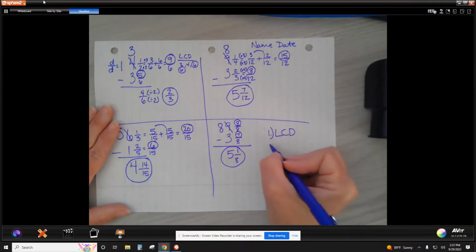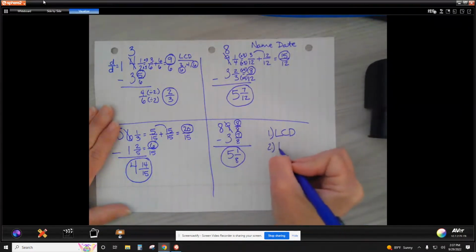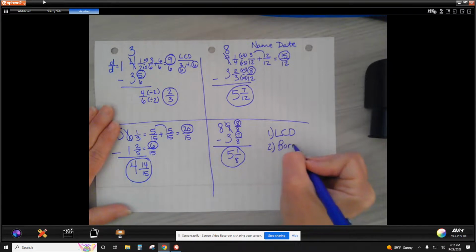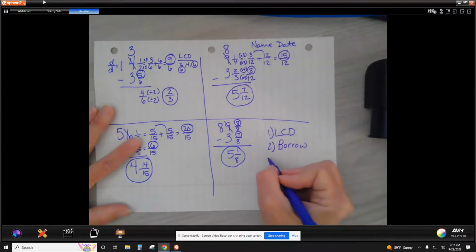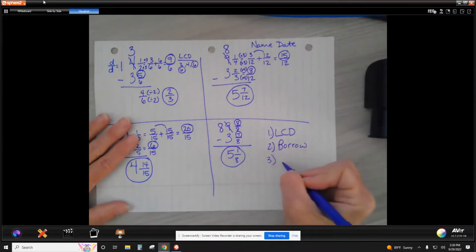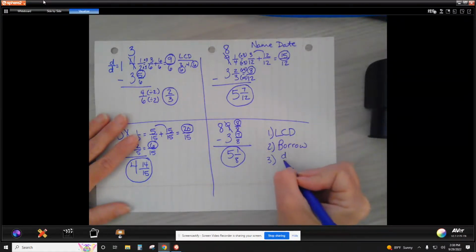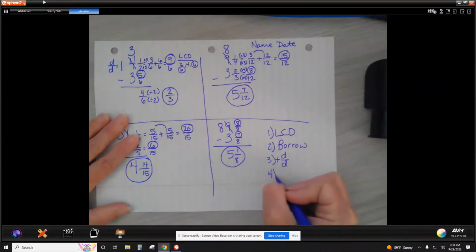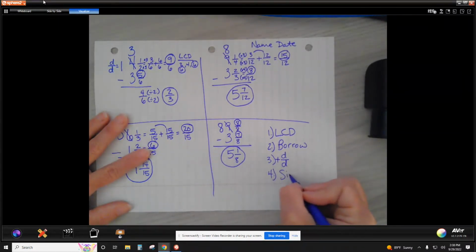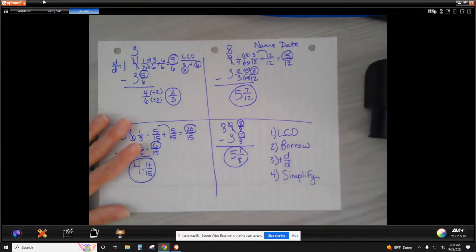Then, if you can't subtract, you need to borrow. Your fraction change is just your denominator on top of your denominator. You need to add that to whatever you have. And then at the end, make sure you always simplify. Hope that helps.